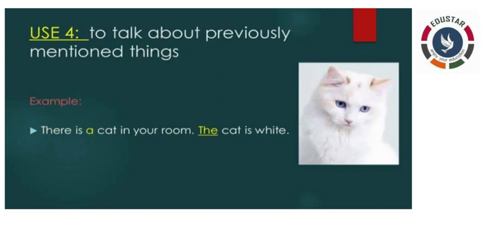The is used to talk about a previously mentioned thing. For example, there is a cat in your room. The cat is white. Here, I first said a cat because you don't know about the cat. But once I have introduced it in the sentence, I then say the cat because it is now known to you. Can you understand this point?